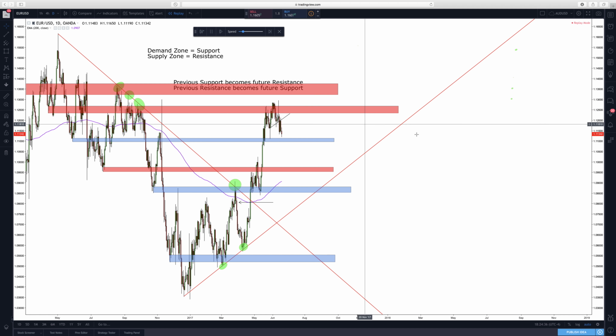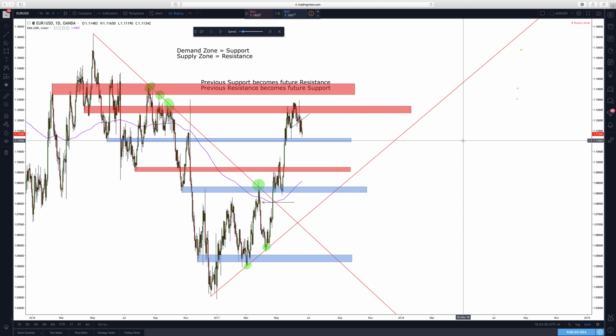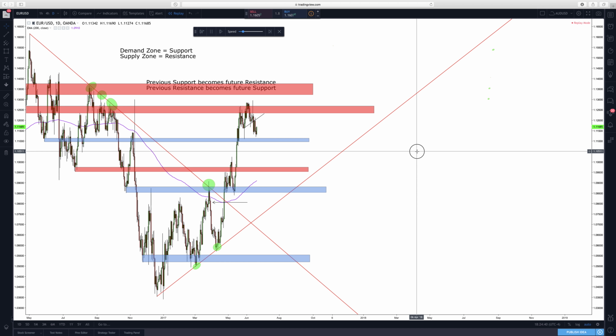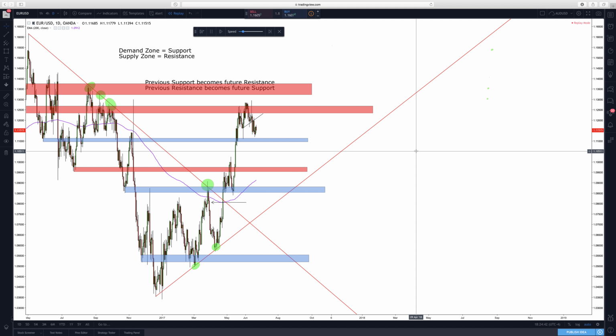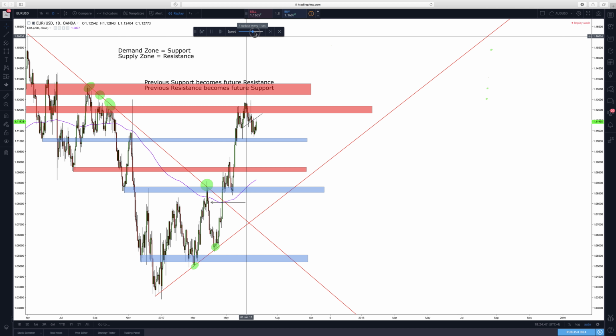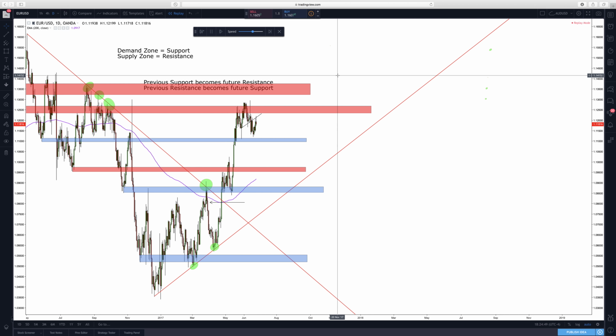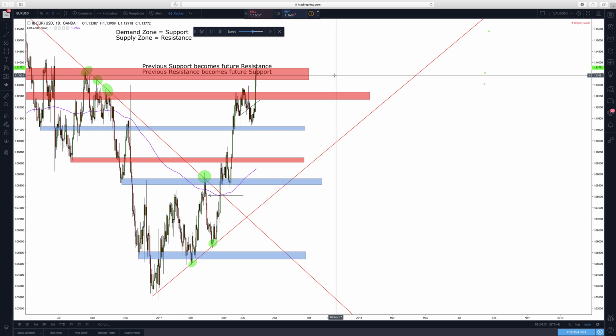So let's click play again and see just how price moves through here. We're actually going to speed it up a little bit, make it a little bit quicker.